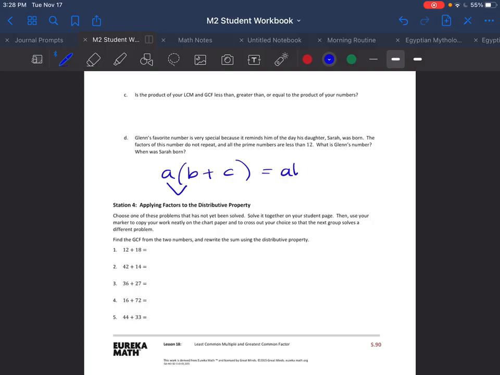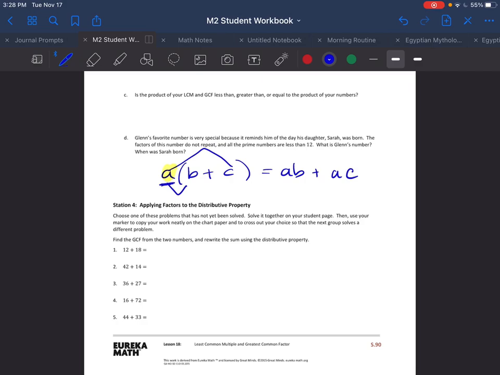So I can do a times b, and then I can add it to the outside factor times the other number. So a times b plus a times c. That outside factor can be distributed to each of the numbers inside the parentheses. So that's the distributive property. These two equations are equivalent. So review that, and now we're going to use that same property to pull out the greatest common factor.